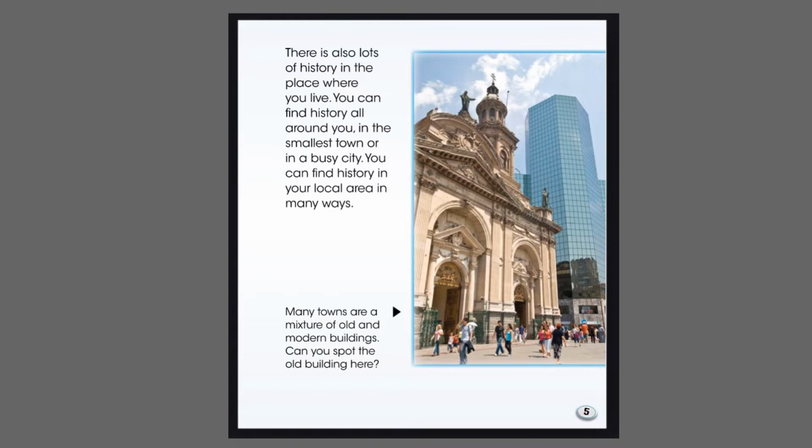There is also lots of history in the place where you live. You can find history all around you in the smallest town or in a busy city. You can find history in your local area in many ways. Many towns are a mixture of old and modern buildings. Can you spot the old building here?